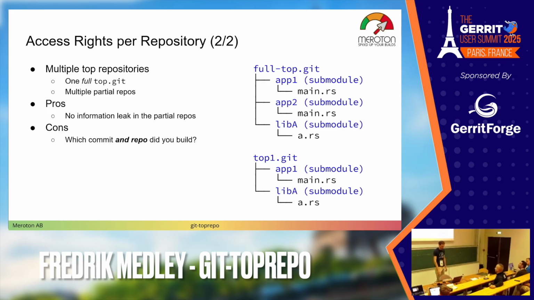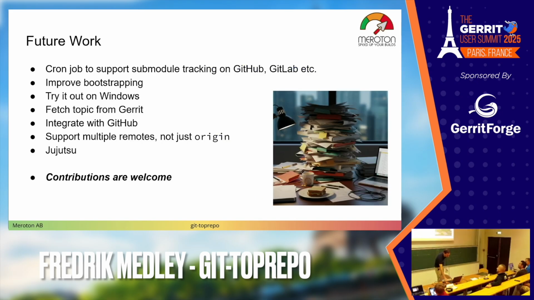The problem is, what SHA-1 did I build when I built app 1? Did I use the SHA-1 from the full top or from top 1? That's not easy to know. Future work: it's good if we can have a cron job tracking GitHub updates and doing the same there.